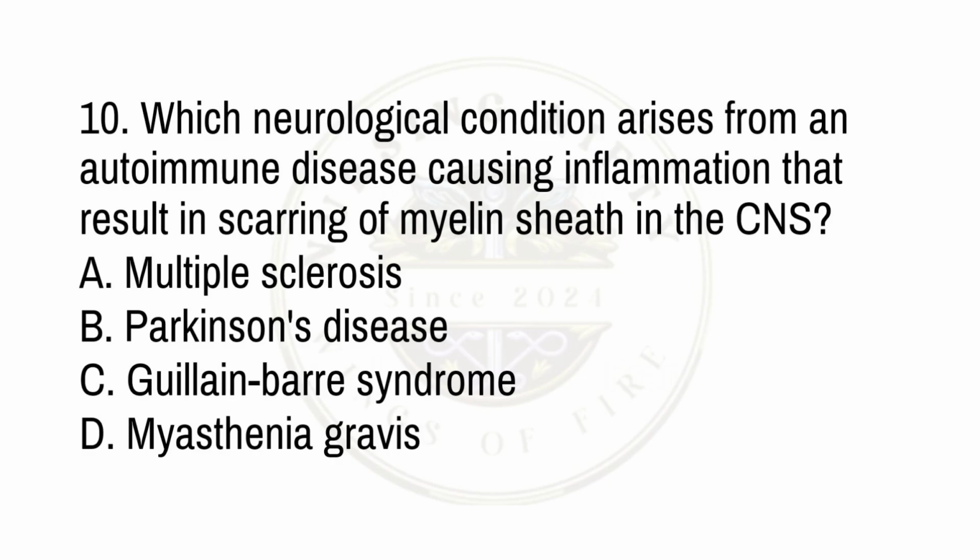Multiple sclerosis is an autoimmune disorder that causes the immune system to attack the myelin sheath in the CNS. It affects the nerve cells in the brain and the spinal cord, and this leads to many sensory and motor type problems. So remember that multiple sclerosis is equal to myelin sheath.